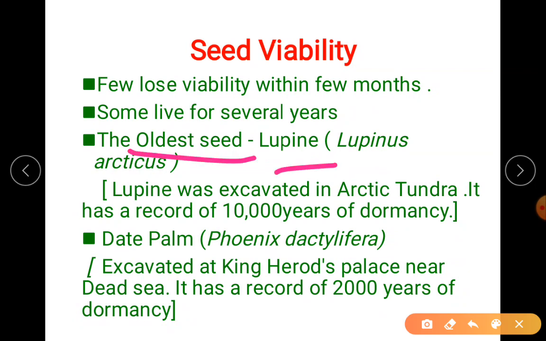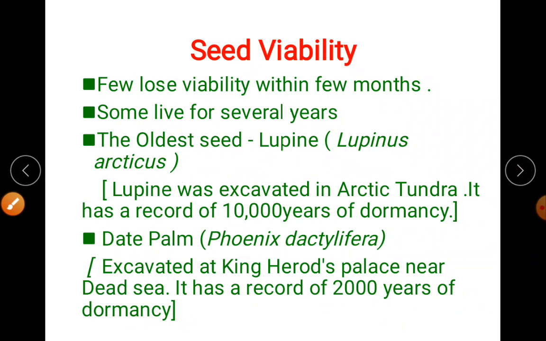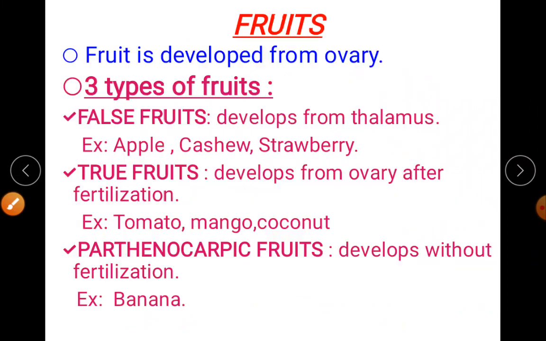See that the question can be twisted and asked: name the oldest seed, what is the dormancy period of lupine, the record one you can write, or the scientific name of date palm, scientific name of lupine. All different questions can be asked. Please go through it.